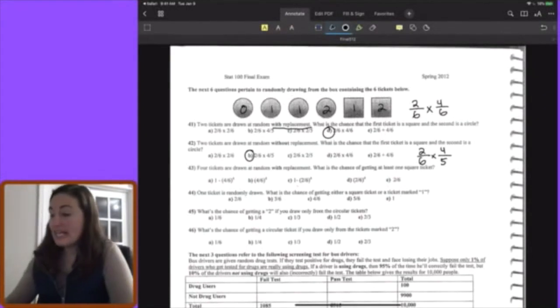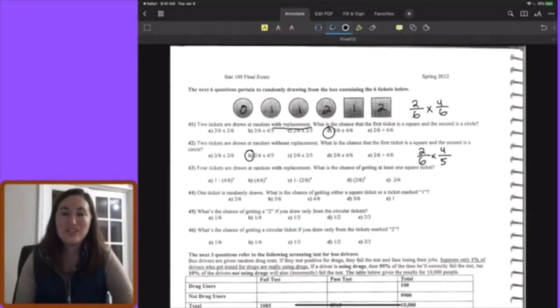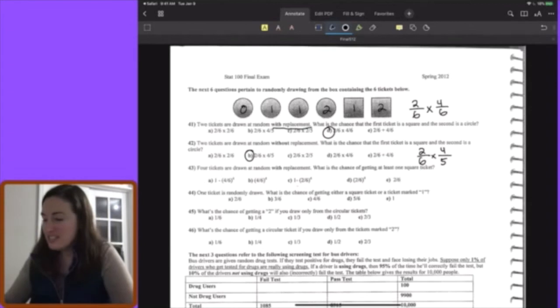Next, what's the chance of getting at least one square? So remember, there's 2 special cases, at least one and not all. So this is asking about at least one square, and at least one is complicated. It's easier to look at the complement: 1 minus the probability of none.